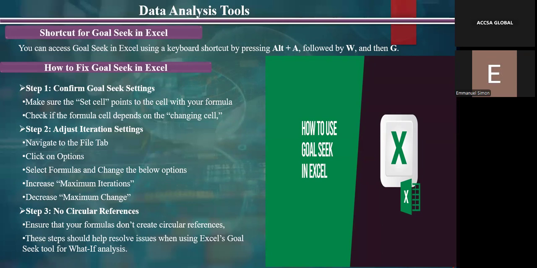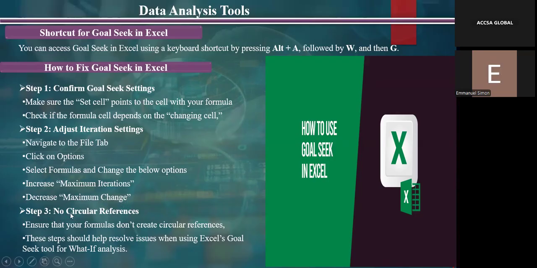How to fix Goal Seek in Excel. Step 1, confirm Goal Seek settings. Make sure the set cell points to the cell with your formula. Then check if the formula cell depends on the changing cell, which is very important, like we said earlier. Step 2, adjust iteration settings. Navigate to the File tab, click on Options, then select Formulas and change the settings below. That's increase maximum iterations, then decrease maximum change. These are adjustments to the settings.